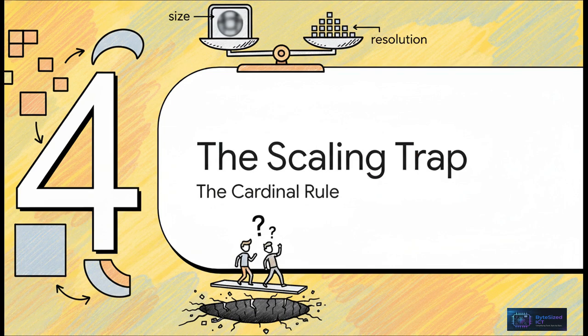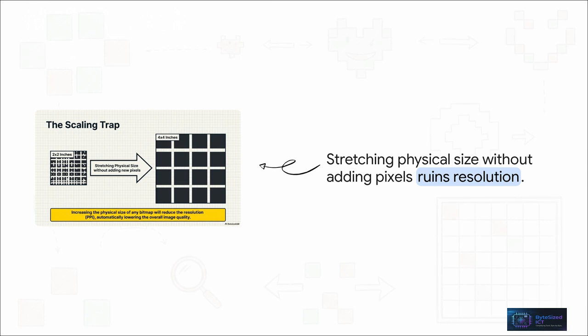Which brings us to part 4. Beware the scaling trap. The cardinal rule. This whole balancing act between size and resolution leads directly into a pretty dangerous pitfall that every digital designer absolutely must know how to avoid. Let's say you have an image that's 2 by 2 inches, and it looks fantastic, but you really need it to fill a space that's 4 by 4 inches.